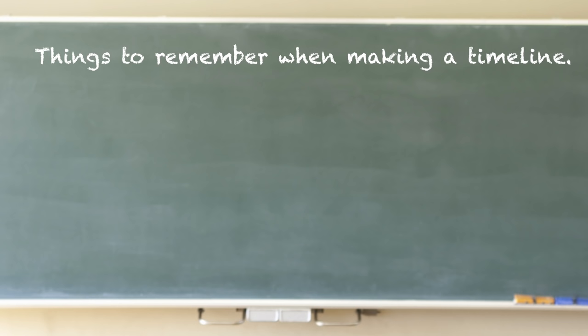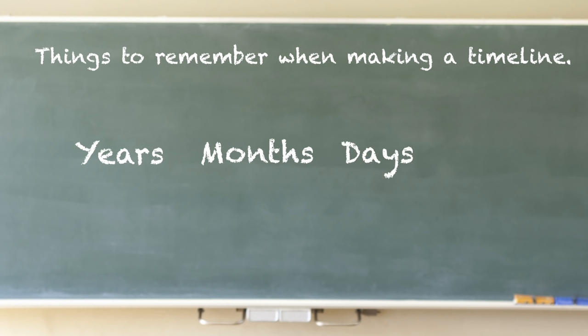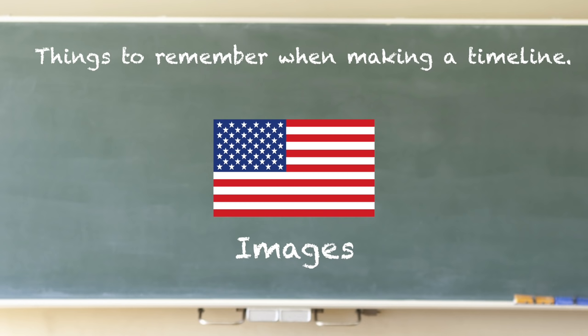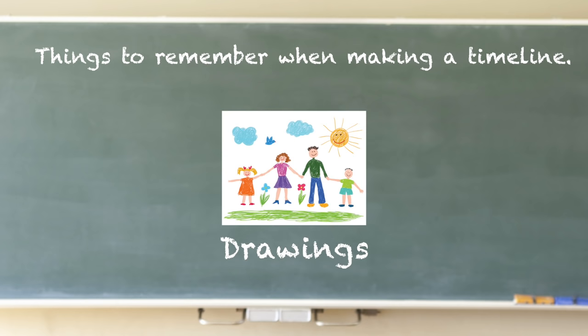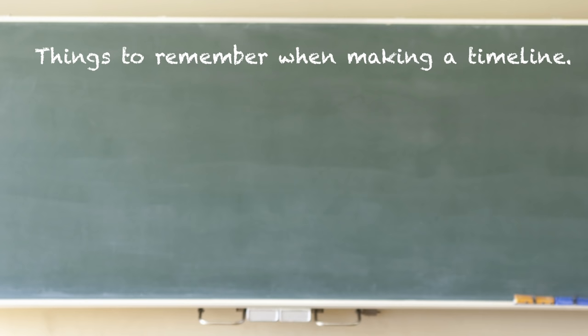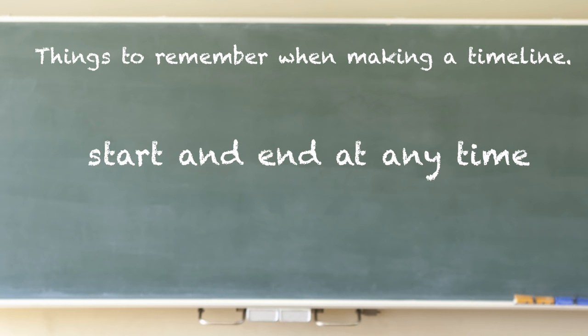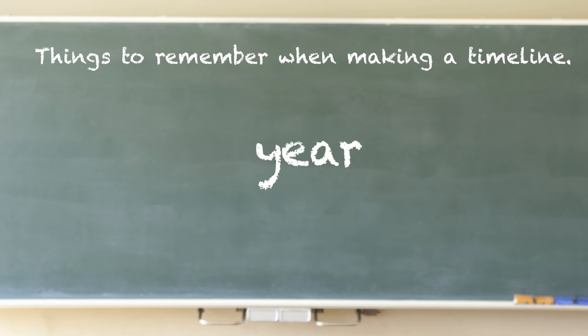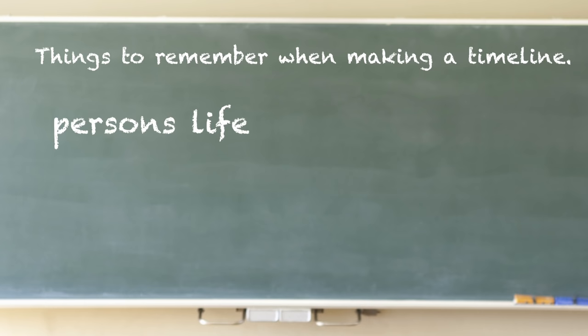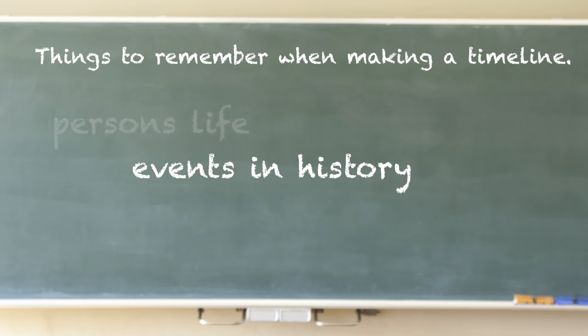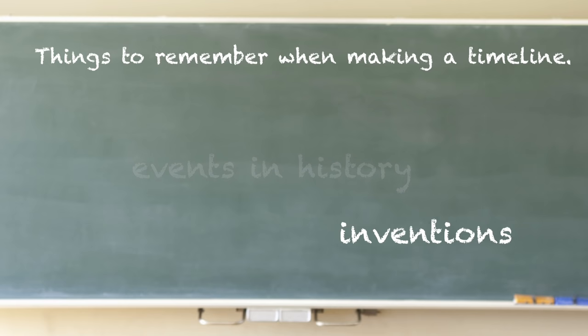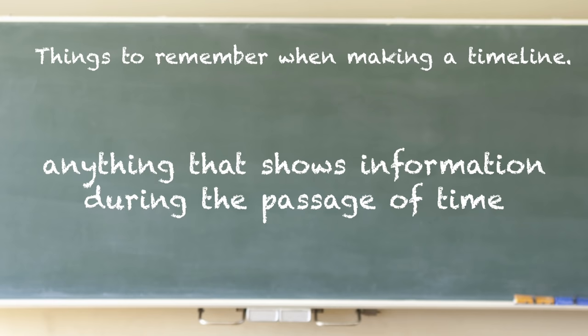Here's some things to remember when making a timeline. A timeline can be created using years, months, days, or even hours as the time periods. They can contain images, pictures, or other drawings related to the events. A timeline can start and end at any time, or show 1 year, 1 month, or 1 day in history. Timelines can be about a person's life, events in history, inventions, or just about anything that shows information during the passage of time.